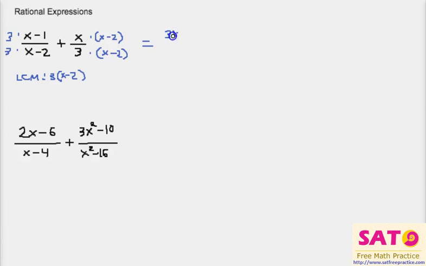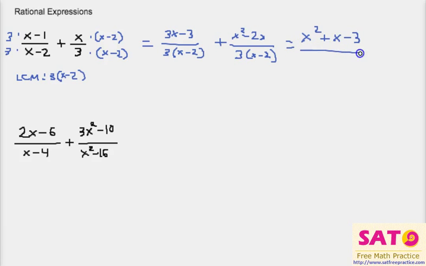3x minus 3 over 3 times x minus 2 plus x squared minus 2x over 3 times x minus 2. Now that the denominators are the same, we can combine the two fractions and get x squared plus x minus 3 over 3x minus 6.